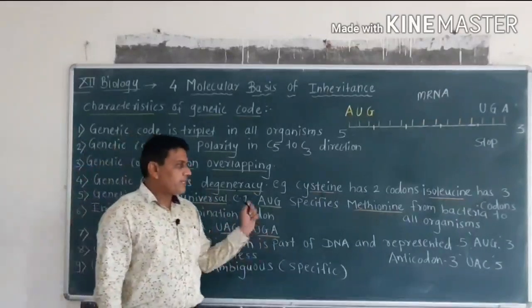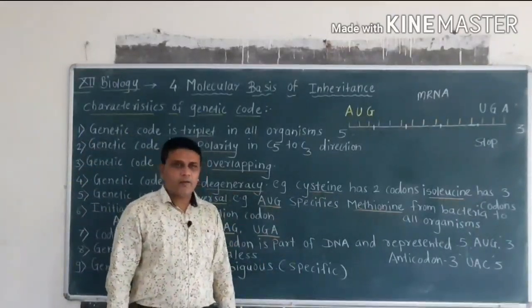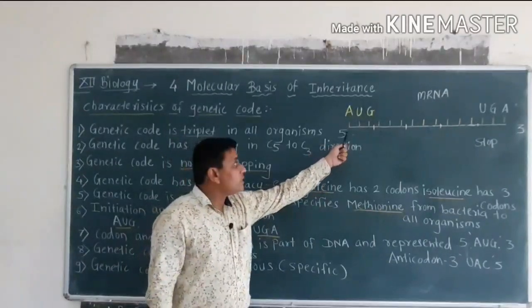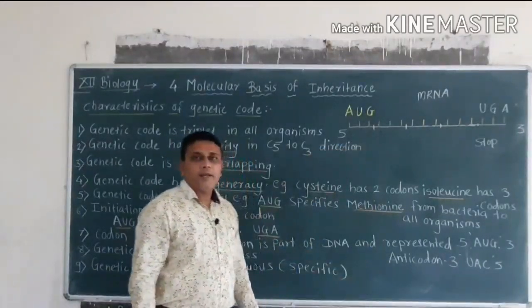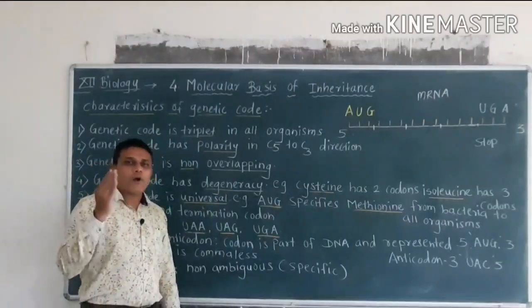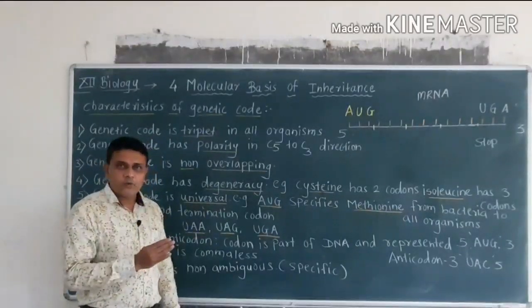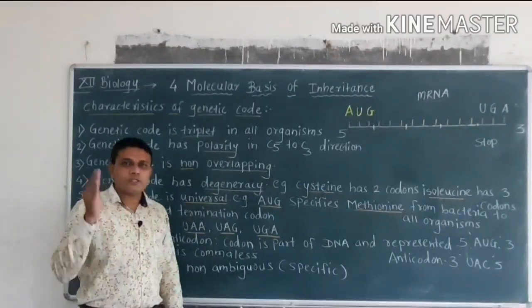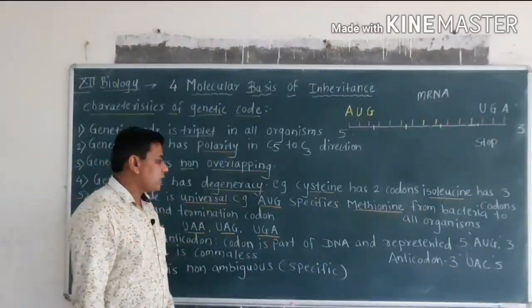So the anticodons present on transfer RNA recognize the genetic codes present on messenger RNA and accordingly bring the desired type of amino acid molecule to the ribosome, where the process of protein synthesis occurs inside the cell.